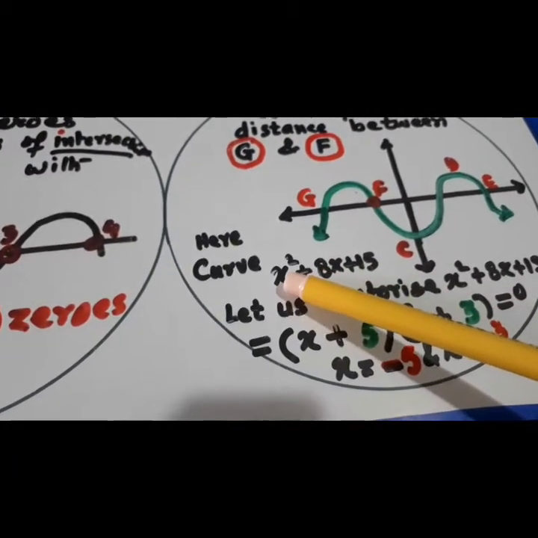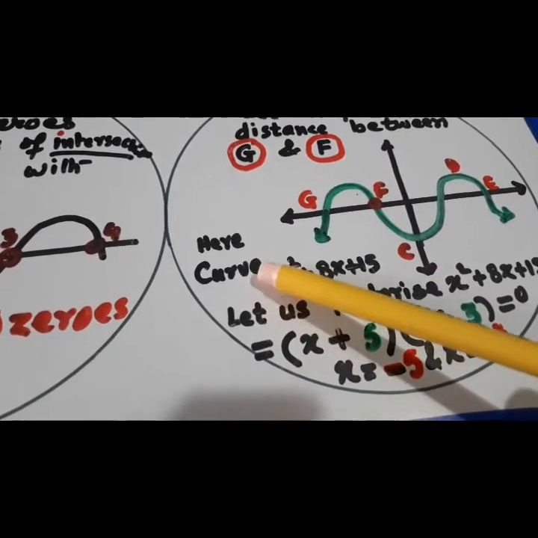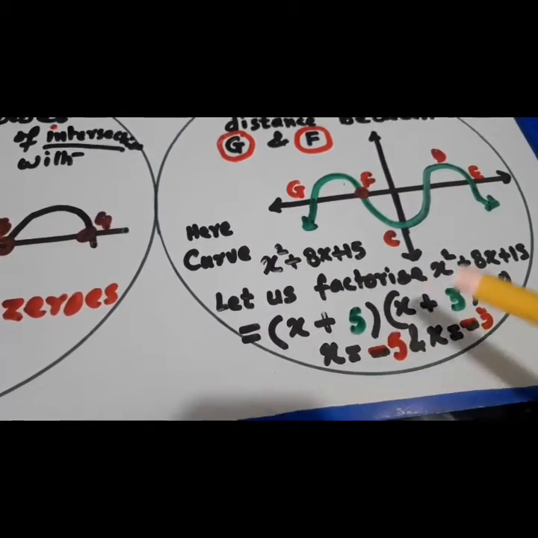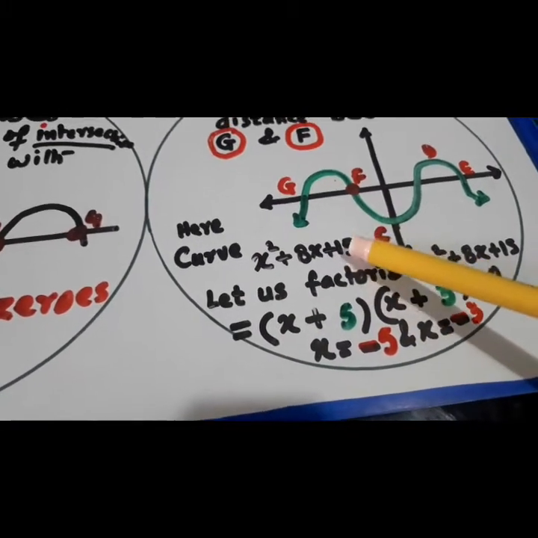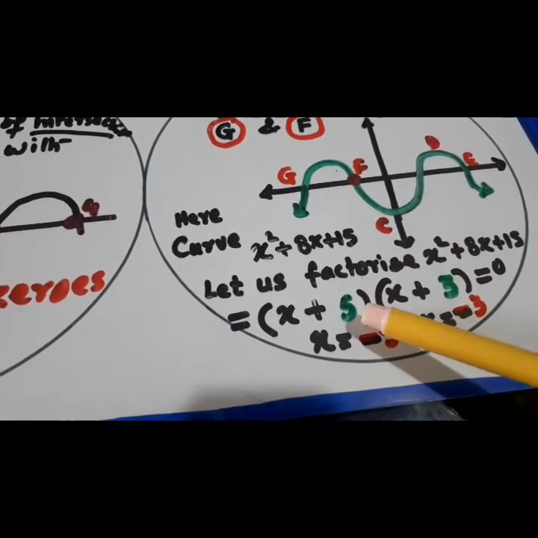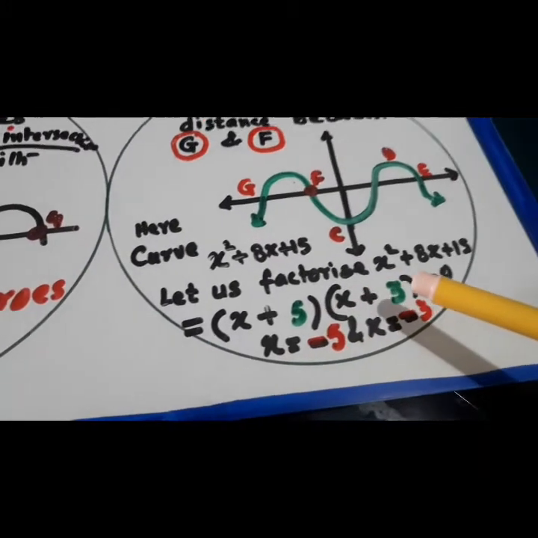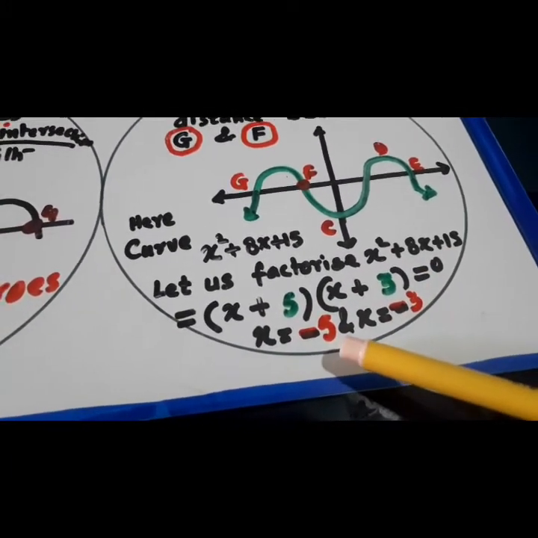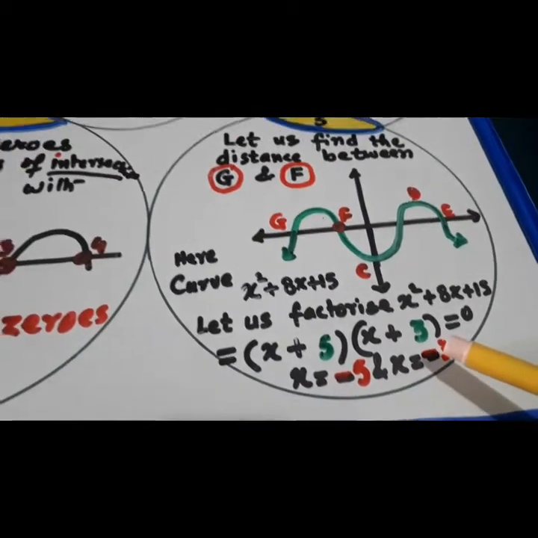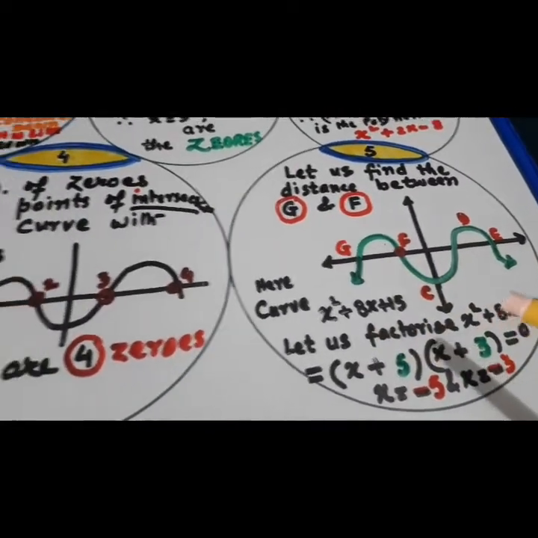I told you, when x square is all alone, the coefficient is 1, then make two brackets, x square, 1x here, 1x here. The factors of 15 are 5 and 3. So x plus 3, x plus 5 are the factors, equal to 0, x is minus 5, x is minus 3. So this is how you can find the zeros.